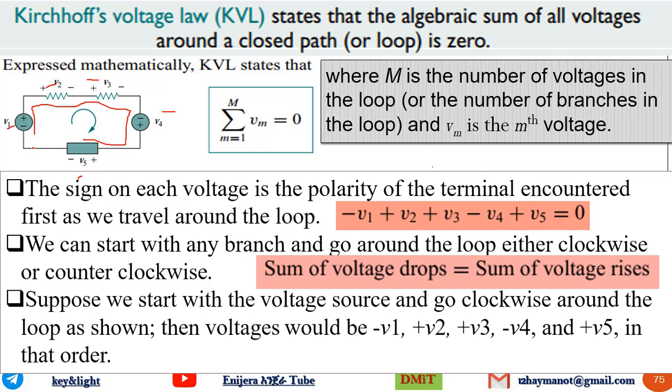Suppose we start with the voltage source and go clockwise around the loop. Then V1 minus V5 plus V4 minus V3 minus V2 is equal to 0.